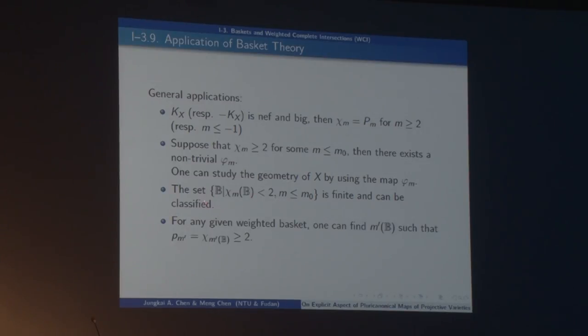So for each individual basket, we can also try to calculate certain numbers such that the order characteristic is greater or equal than 2. So we can find the m prime such that P_m prime is greater or equal than 2. Then we can play the same trick again.